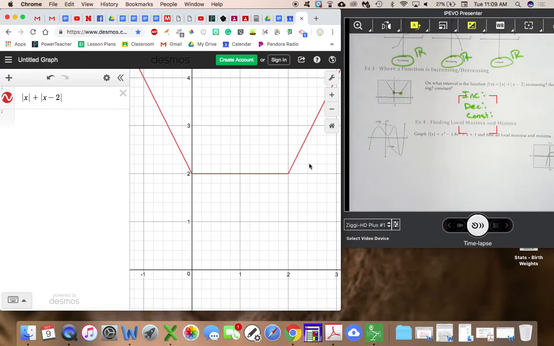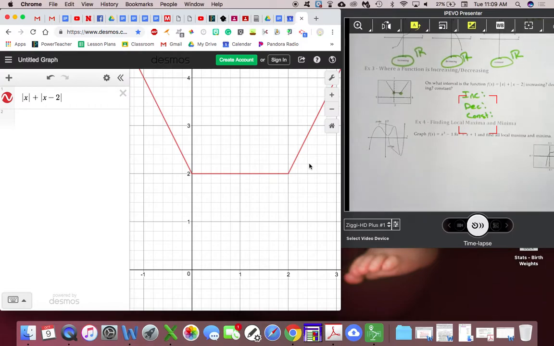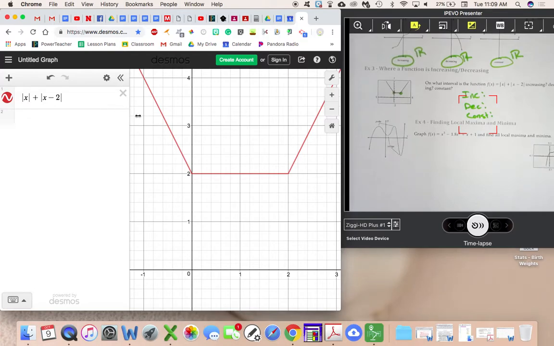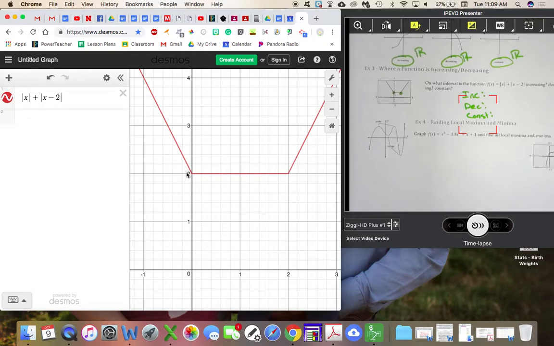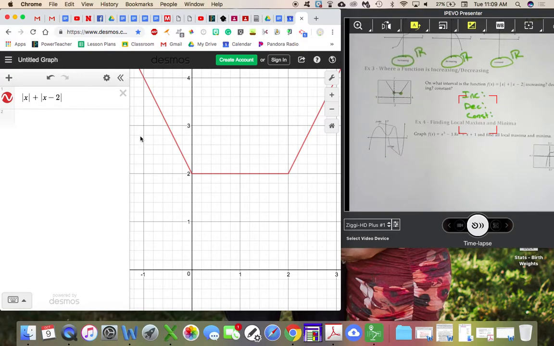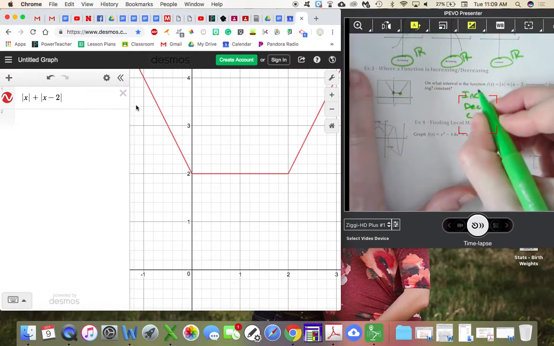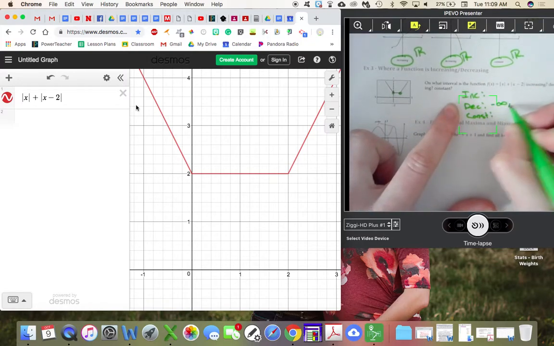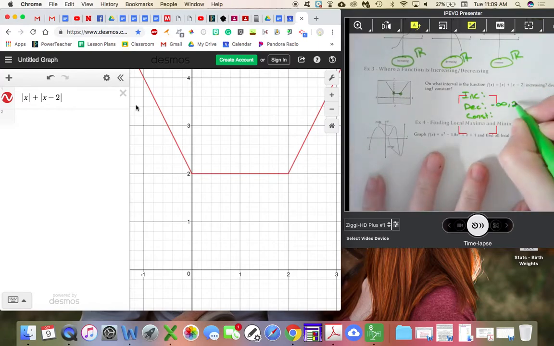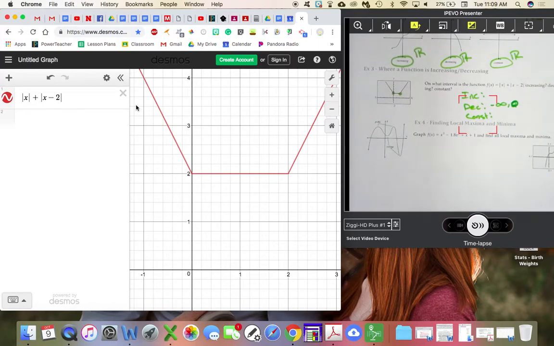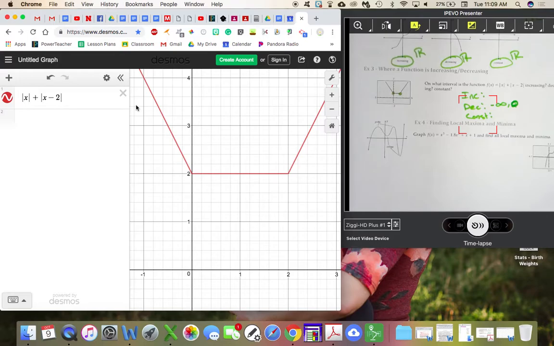So when we're doing increasing, decreasing, constant, we're looking only at the x-coordinates, all right? So from over here, on the left side of 0, not 2. Don't look at this 2. We don't care what the y-coordinate is. From -infinity to 0, this function is decreasing from left to right. He's going down, right? So decreasing is from -infinity to 0. We're looking at the x-coordinate, not the y-coordinate.